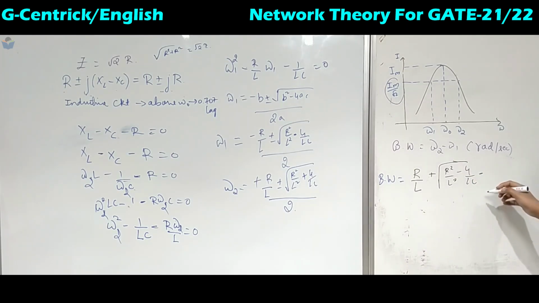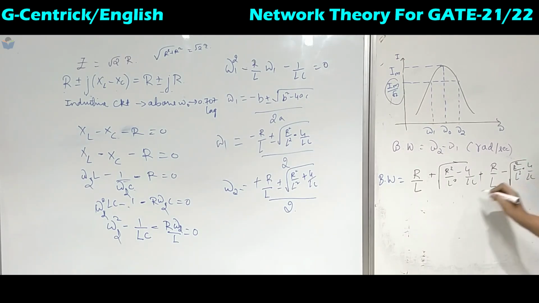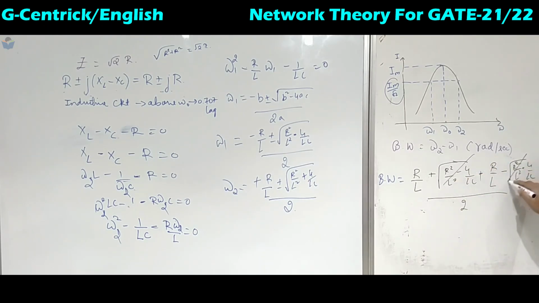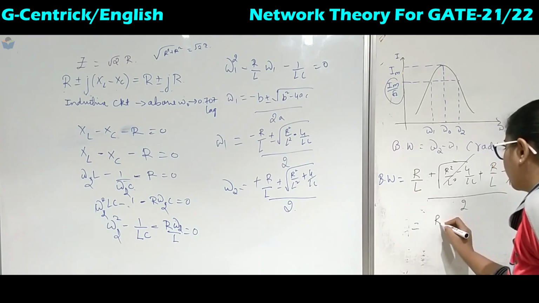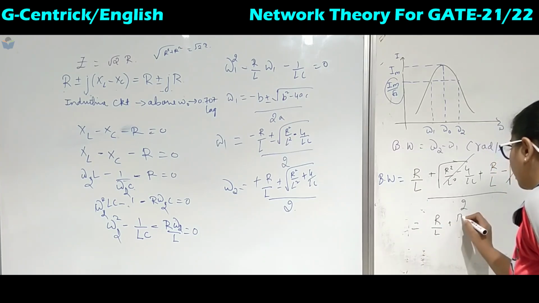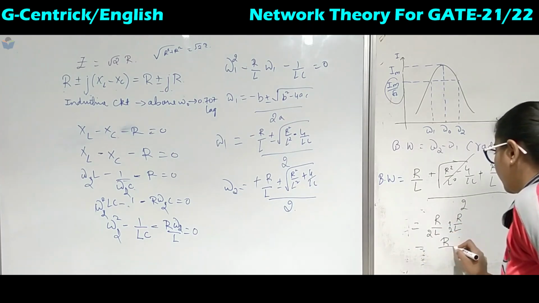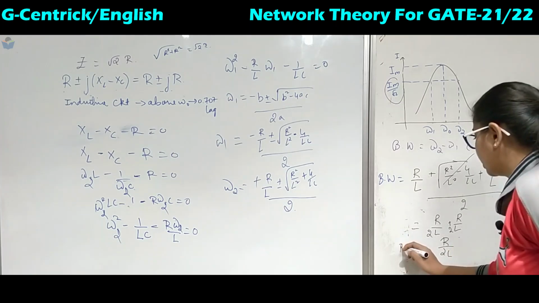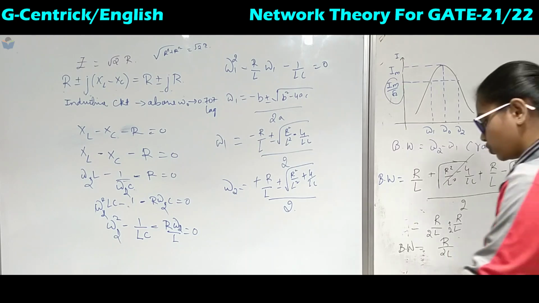Okay, so minus into minus, then it will be plus R by L minus root of R square L square plus 4 by LC, divided by 2. So this plus term and this plus term get cancelled. So it will be R by L plus R by L over 2L. Both are the same, so it will be R upon 2L. Bandwidth is this much. We will see the next concept also based on this.